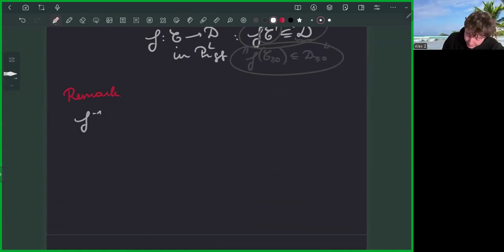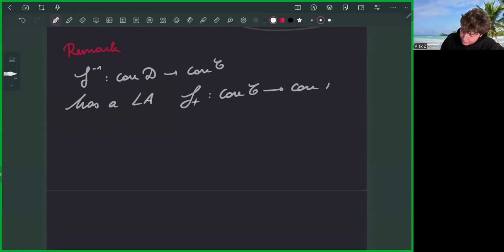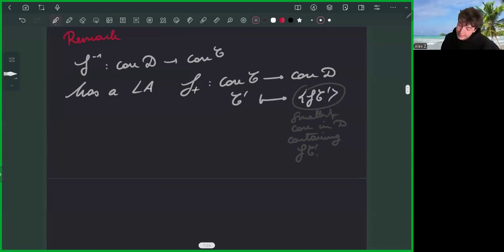So this functor f^{-1} from core D to core C, which again, you take a core in D and you map it to the pre-image under F, and this will be a core in C. This functor has a left adjoint, which we denote by F^+, which goes from core C to core D, and it maps C to f of C, but then making these funny brackets, and the funny brackets mean smallest core in D containing f of C prime.